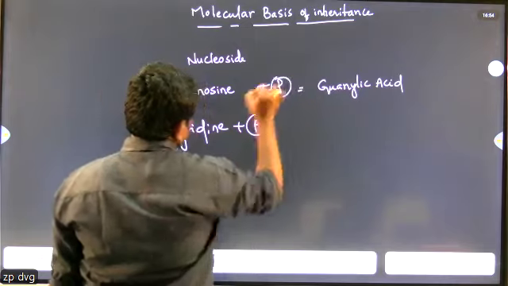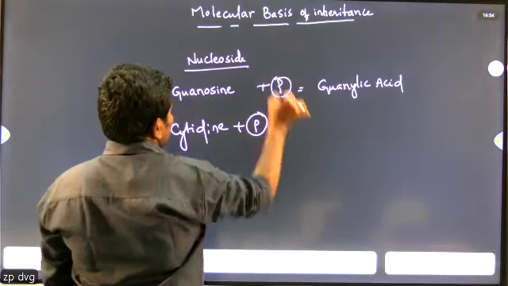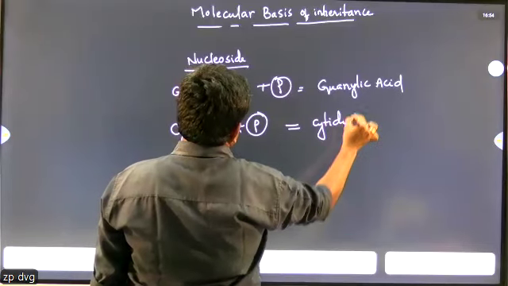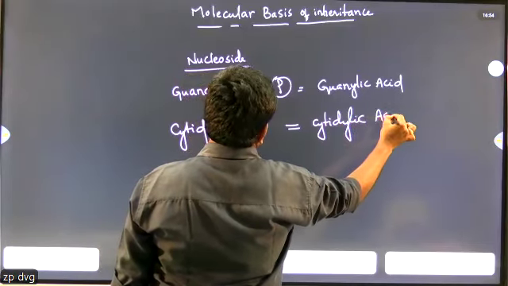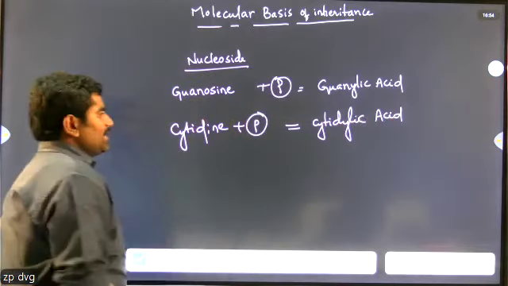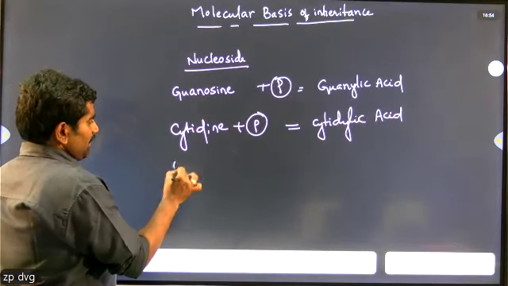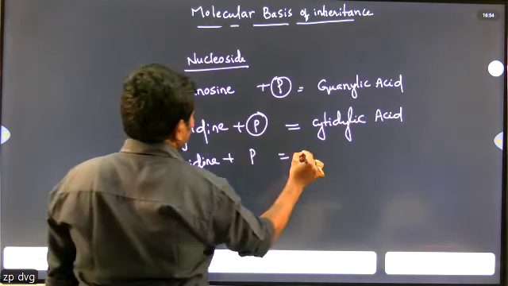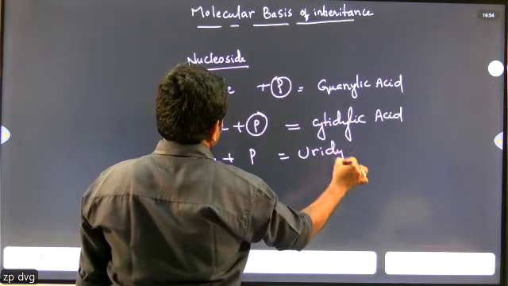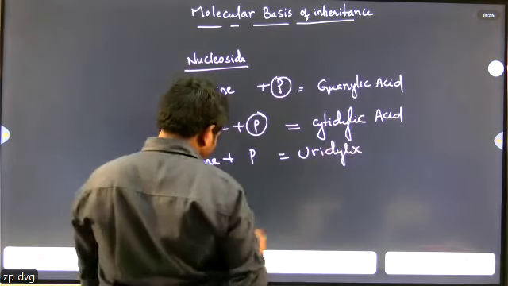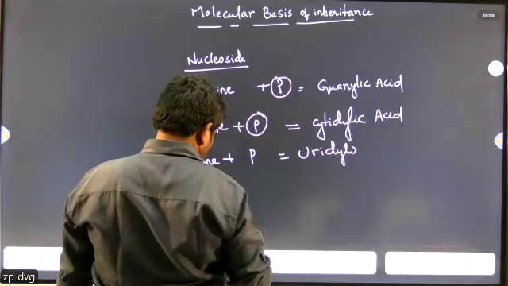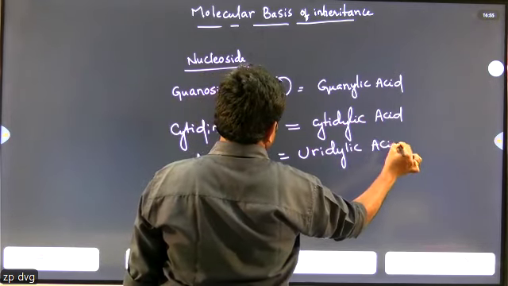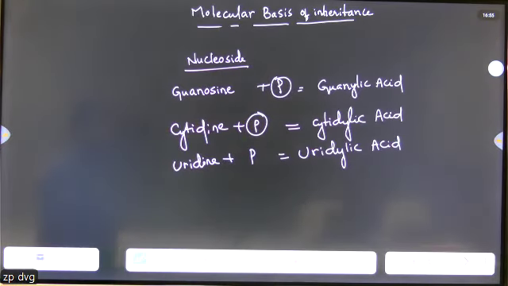So, cytidine is a nucleoside, plus phosphate group equals cytidylic acid. Next one is uridine. Uridine plus phosphate equals uridylic acid. These are all the names.